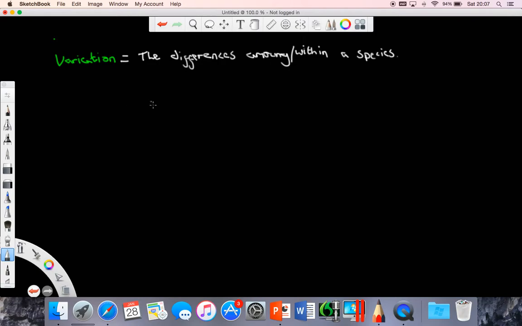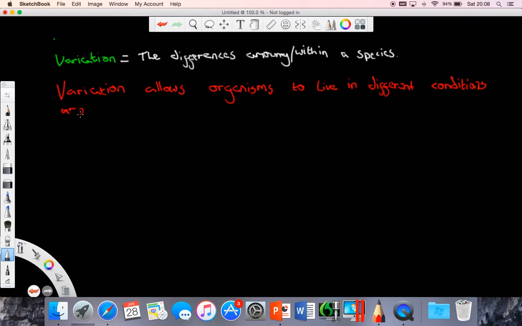Okay? But why do we need this variation? Why is the variation important? Well, variation is needed to allow organisms to live in the different environments that we find across the globe. So variation allows organisms to live in different conditions around the world. So this variation basically allows organisms to occupy all the different areas we see them living in.